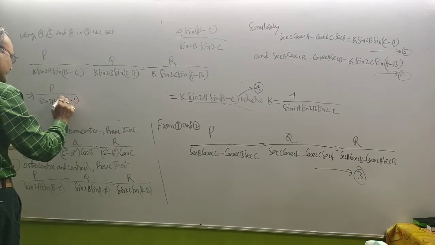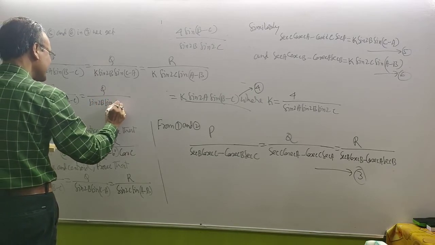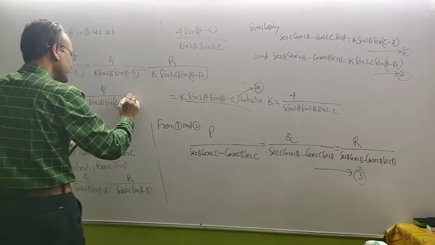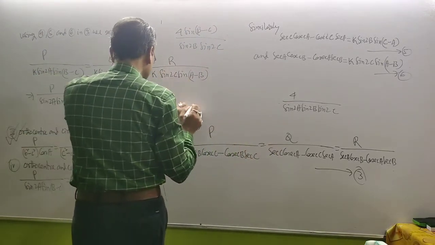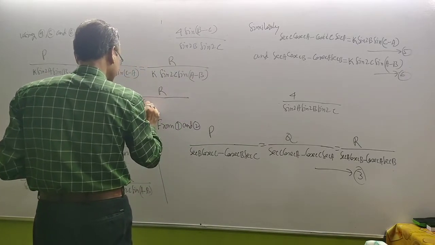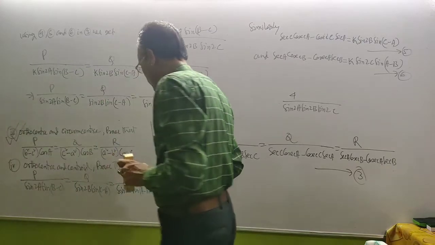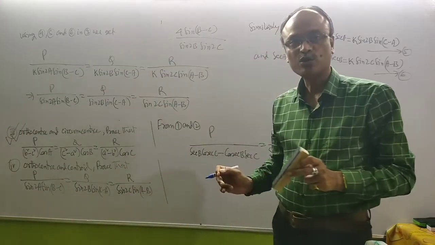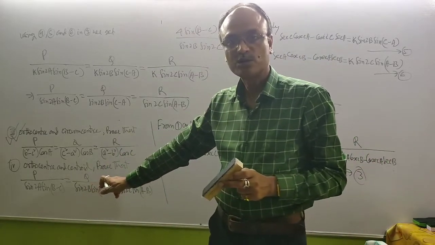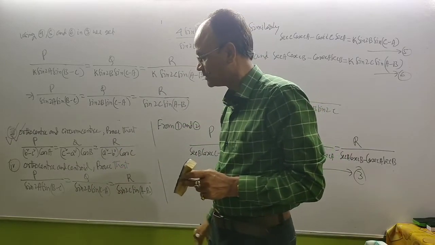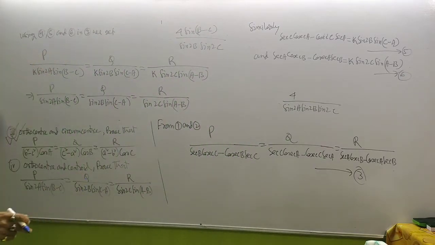P divided by sin 2A sin(B minus C) equal to Q divided by sin 2B sin(C minus A) equal to R divided by sin 2C sin(A minus B). Therefore, we have proved this problem also. We have proved all the four conditions, four problems. Therefore, we have proved this one also.